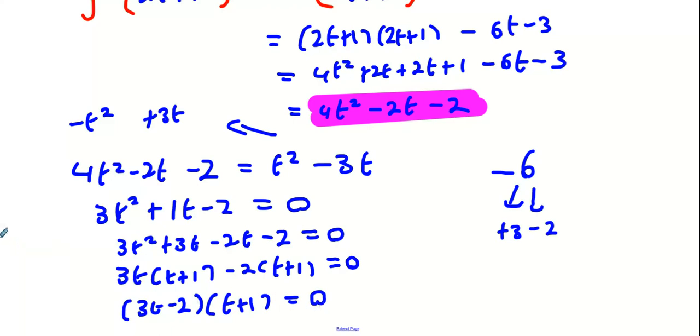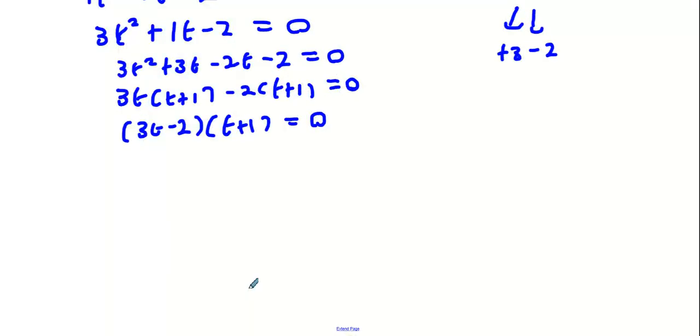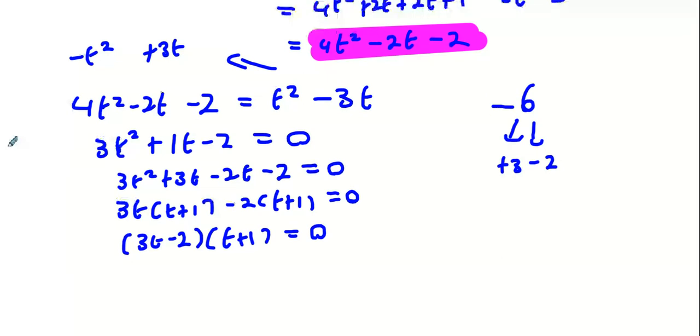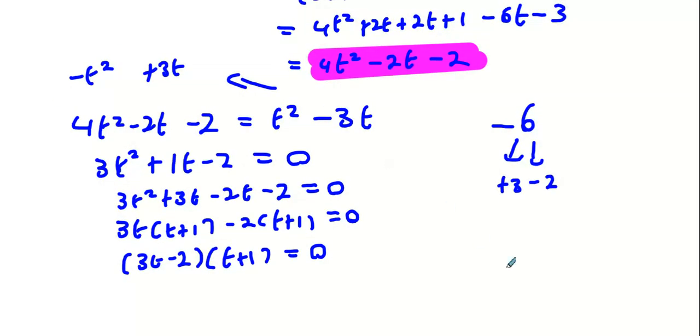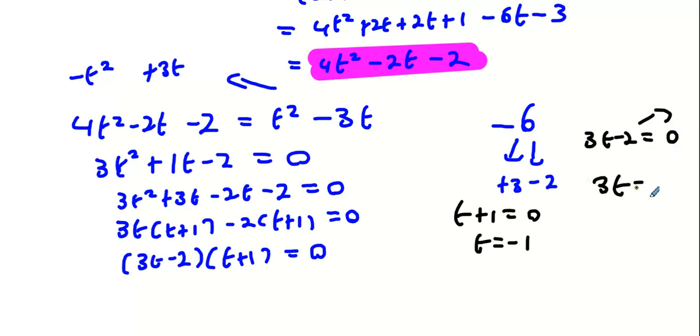t plus 1 equals 0, t equals minus 1. 3t minus 2 equals 0, 3t equals 2, t equals 2 over 3. We all good? Who got that?